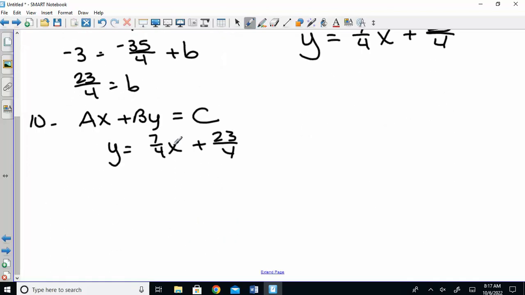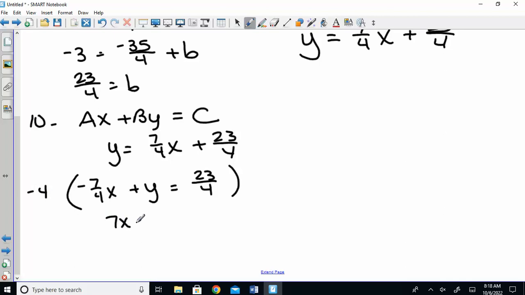So standard form, I need the x on the same side, so I can subtract that over. So we have negative 7/4 x plus y equals 23/4. Standard form says no fractions, so I have to take everything times 4. But I also need my a to be positive, so we're going to take it all times -4. So we get 7x minus 4y equals 22.